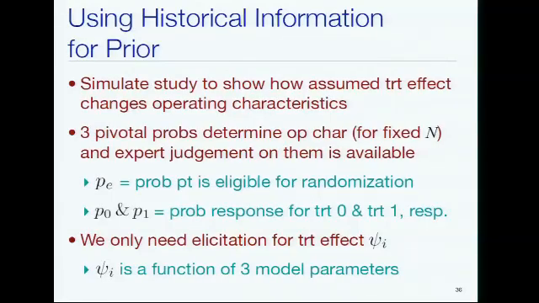So we can summarize that by three probabilities. The probability that a patient becomes eligible for randomization after the open label phase, and then the response probabilities for treatment 0, say placebo, and treatment 1, the active drug, after randomization. And we can produce tables for these values as they're implied by different treatment effects in terms of tumor growth, and sit down with our colleagues and go over that.